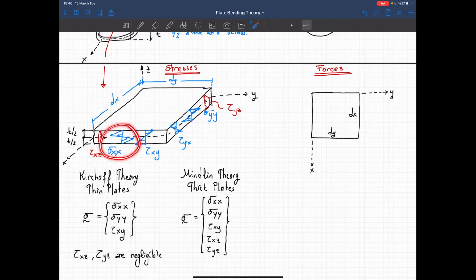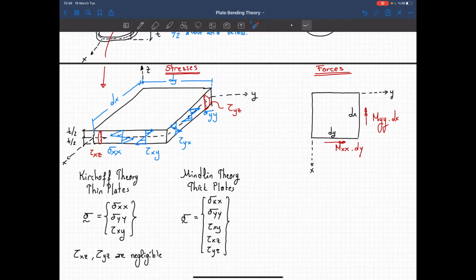Now the moment due to this axial stress is this one, mxx, and the moment due to that axial stress is defined as, I should put 2 arrows here, myy. And since it's along the infinitesimal element, I should just show it this way.